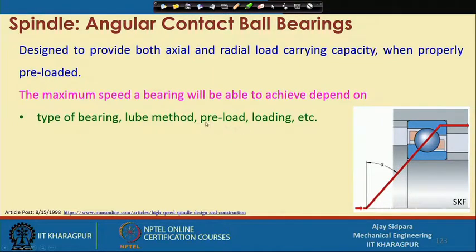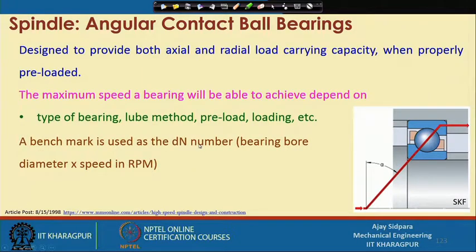Preloading is important: how tight you are holding it, how loosely you are holding the bolt in between these two, and which type of loadings are there. If it is both loads, radial and axial, then you have to find which way you can control the speed, so that it will rotate within the permissible limit of the bearing. A benchmark used is the DN number. DN number goes up to tens of lakh also, 10 lakh, 20 lakh also available. So, what does that mean? D is the bore diameter of the bearing, and N is the RPM of this part. So, the higher the DN number, the higher the RPM.